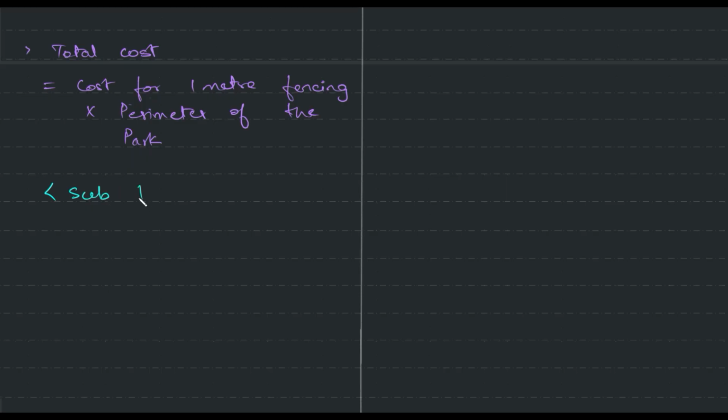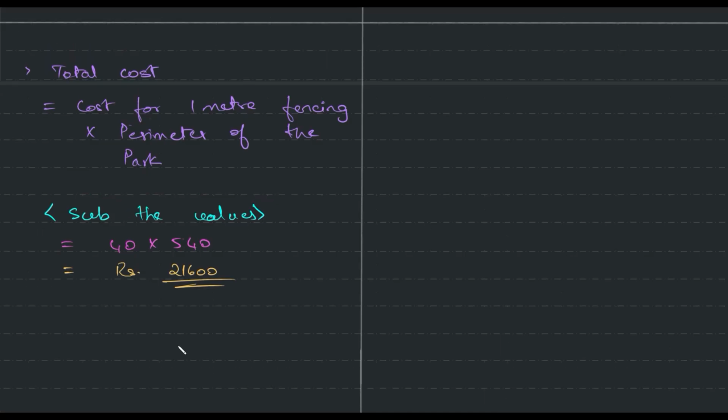Substituting the values, we end up with cost of 1 meter, which is 40, into 540. So many rupees. Always write the unit. I'm just going to do the calculation. I can do it without this, but this is faster. So 21,600 rupees is what we'll pay.